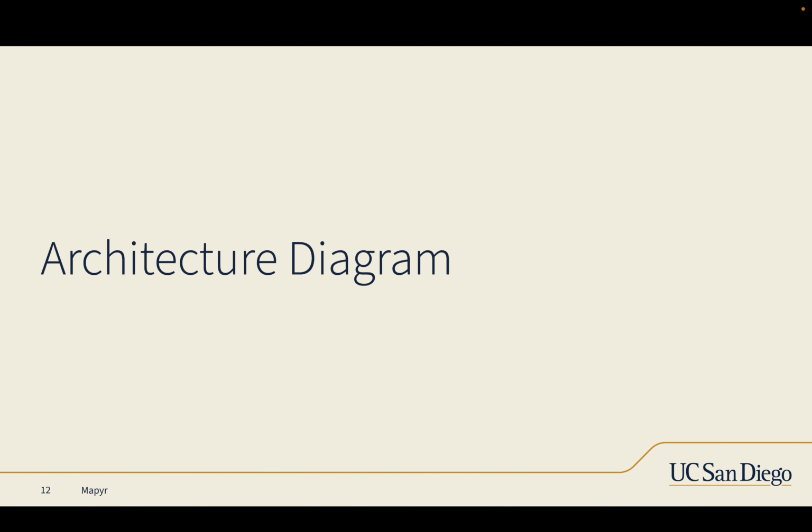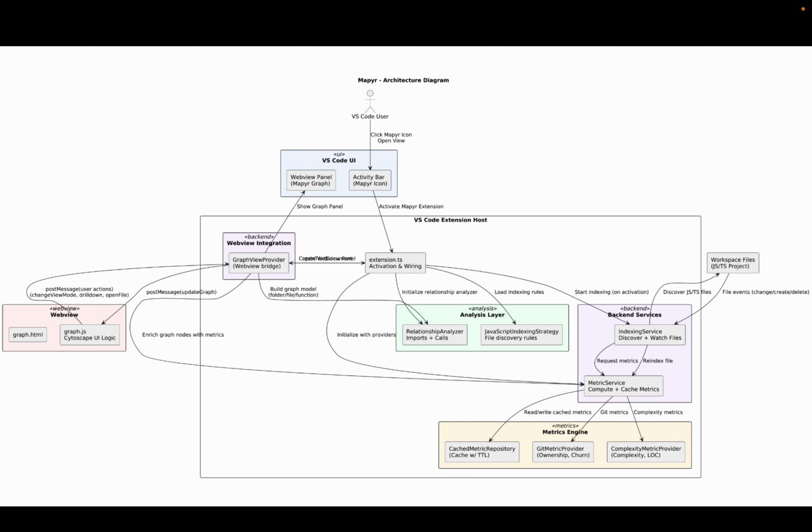So let's go ahead to the architecture diagram of Mapper. This diagram shows how the major components of Mapper fit together inside VS Code. Once the user opens Mapper, extension.ts activates and it sets up the metric service, the indexing service, relationship analyzer, and graph view provider. This wiring step defines how the extension bootstraps.